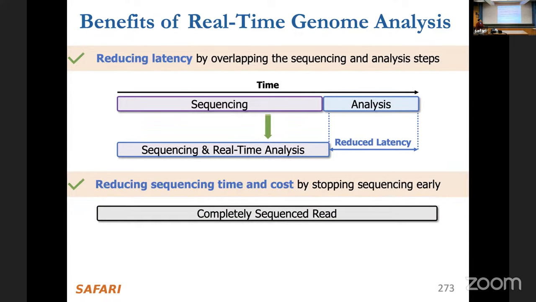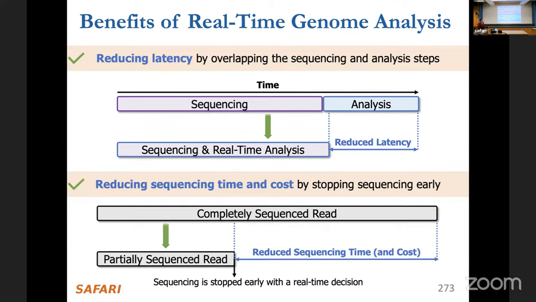For example, if you sequence the entire read, this would be the cost that you would spend. Maybe this is the time or the money that you're spending per read. But because we can stop the sequencing early based on the decisions that we make, we can partially sequence the read. If this read should not be sequenced further based on our analysis, then we can save a lot of the sequencing time and the cost that we need to pay per read, because we were able to make this sequencing decision in real time. And of course, there are some challenges for real-time genome analysis.